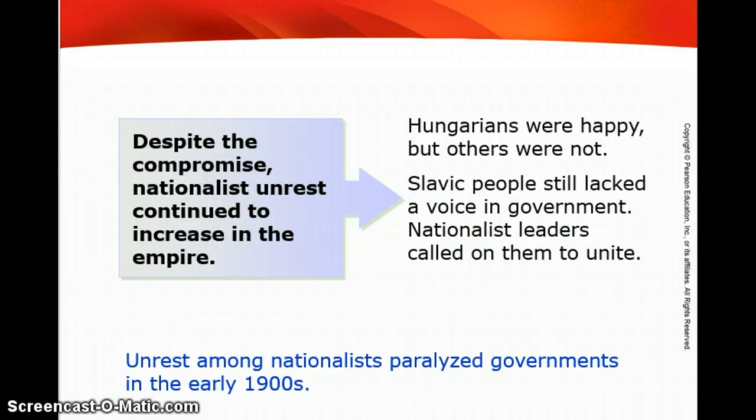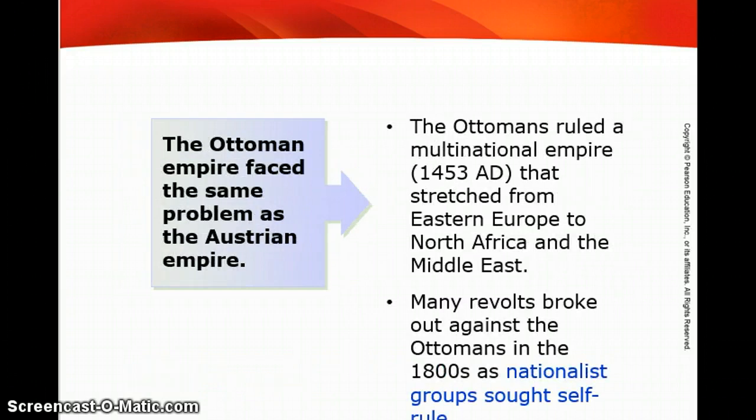Despite the compromise, nationalist unrest continued to increase in the empire. There are more than just Hungarians in this empire. Remember, there are Croats and Slovenes and Slovaks and numerous others. The Slavic people still lacked a voice in the government. Nationalist leaders called on them to unite. The Ottoman Empire is going to face the same thing.